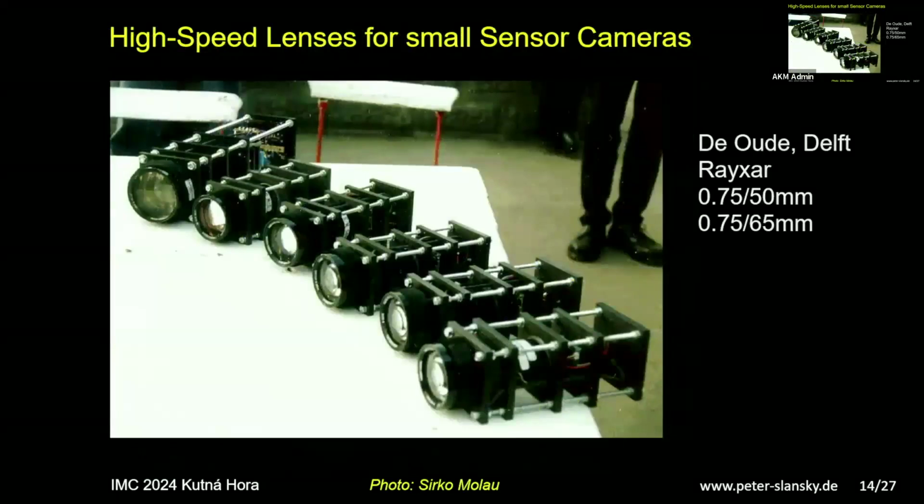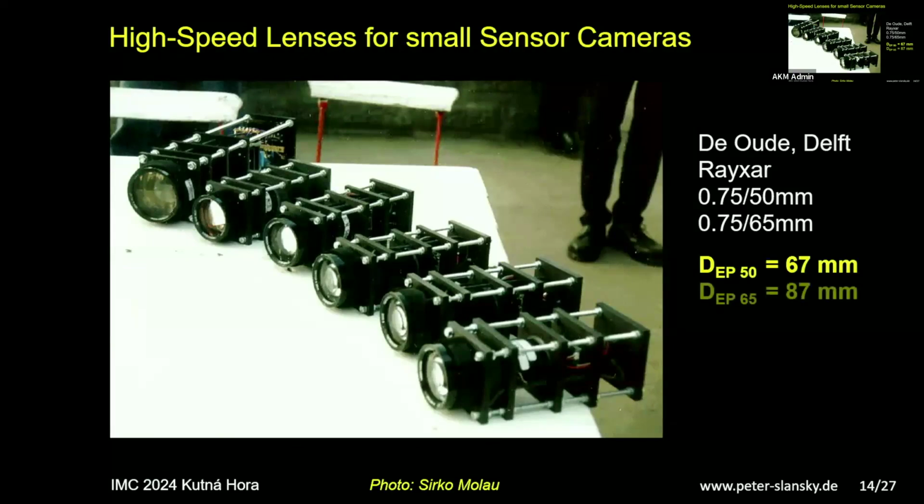Thank you, Zirko, for this photo. This is an early example of high-speed lenses for small sensor cameras, image intensified. You see it's an analog photo, and these ray stars are from projection systems as well, and quite impressive. If you see the entrance pupils, it's really big holes that collect light.